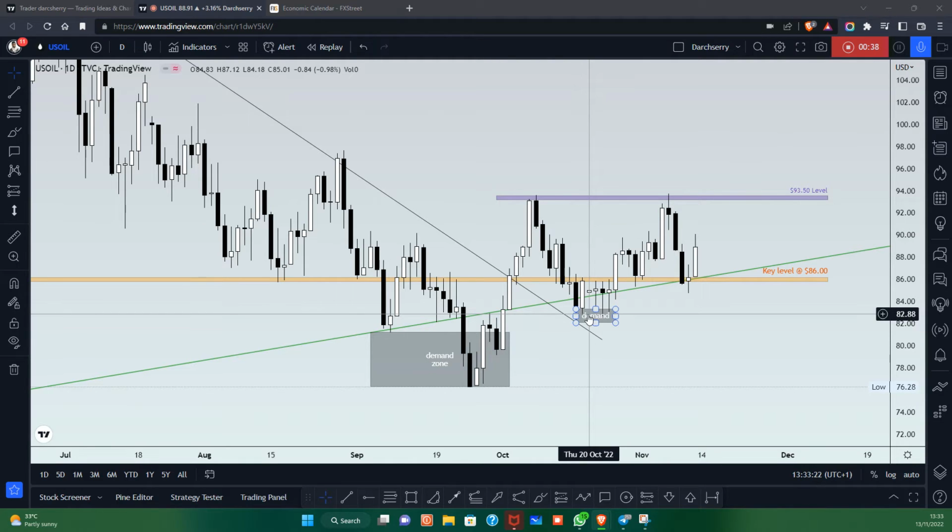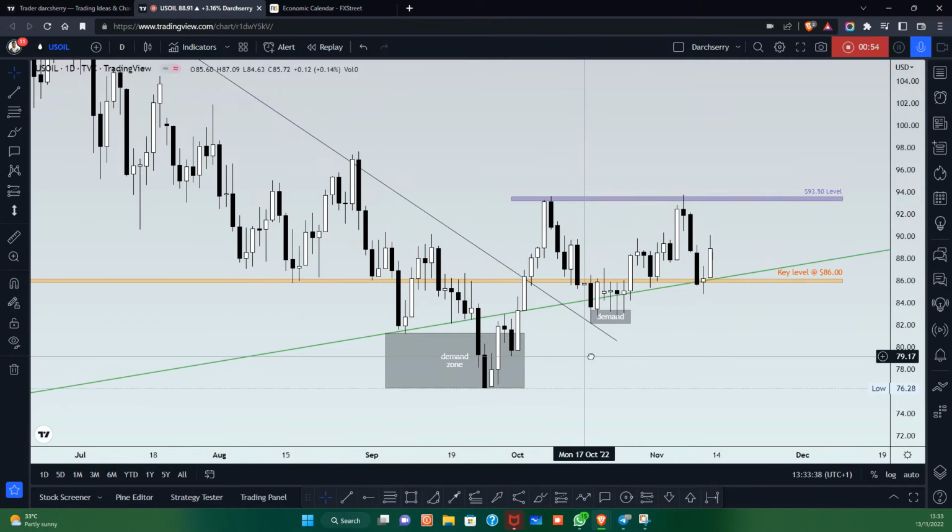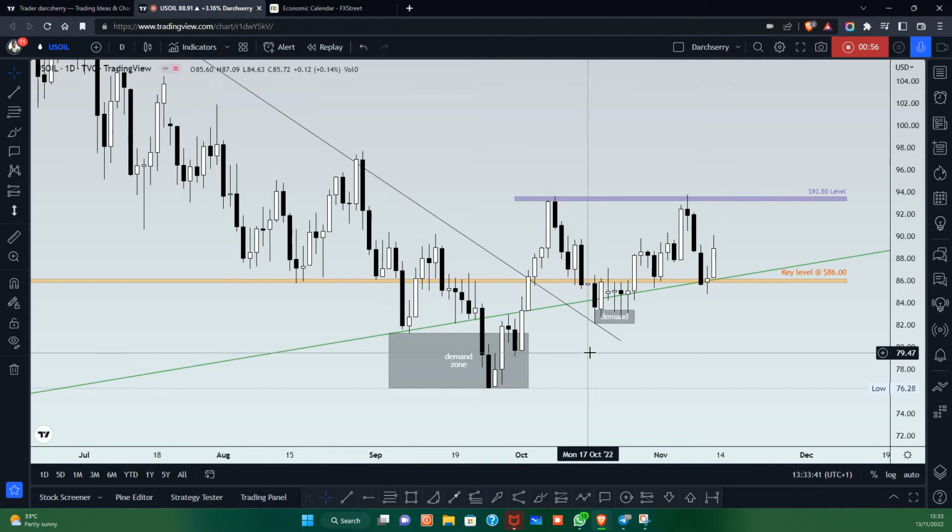So with that being said, let's dive into the current structure here and let's see what is going on in the market right now. Well, on the daily time frame, I will be looking at what has been happening on this chart in the last 3 to 4 months. And if we look at the structure here within the last 3 to 4 months, we can see that the $86 level has been a major determinant of price action.